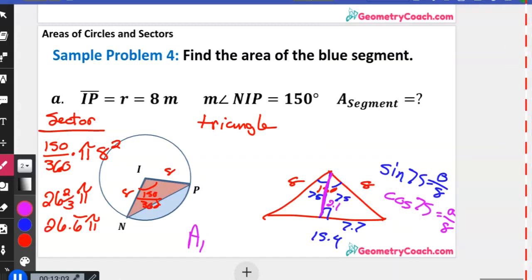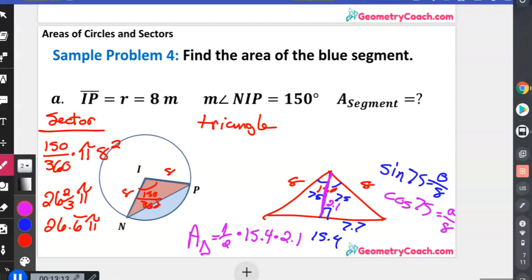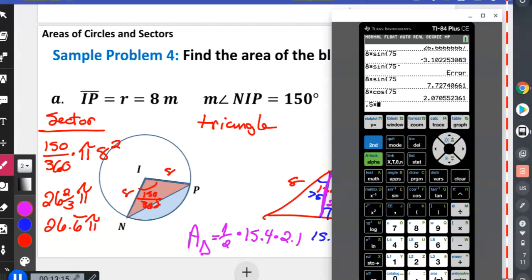So the area of my triangle is 1/2 base times height. 1/2 times 15.4 times 2.1. So the area of my triangle is about 16.17.